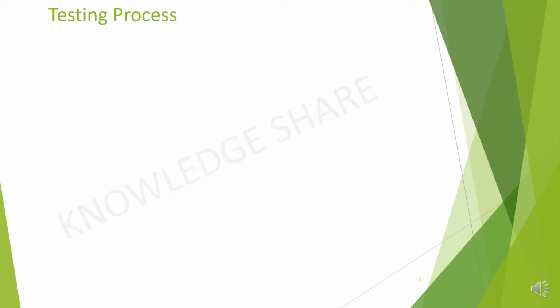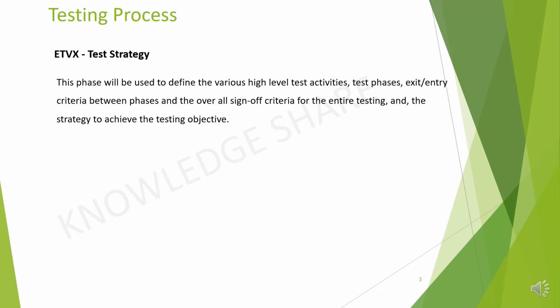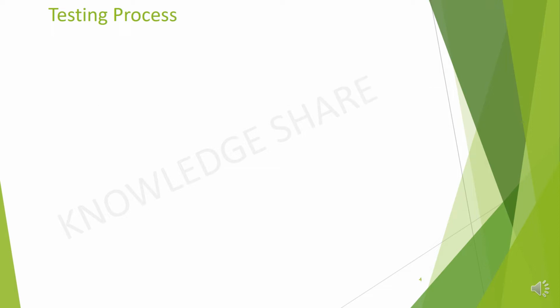Next question. Explain test strategy using the ETVX model. This phase will be used to define the various high-level activities, test phases, entry and exit criteria between phases, and the overall sign-off criteria for the entire testing, and the strategy to achieve the testing objective. Next question. Define test strategy using the ETVX model.